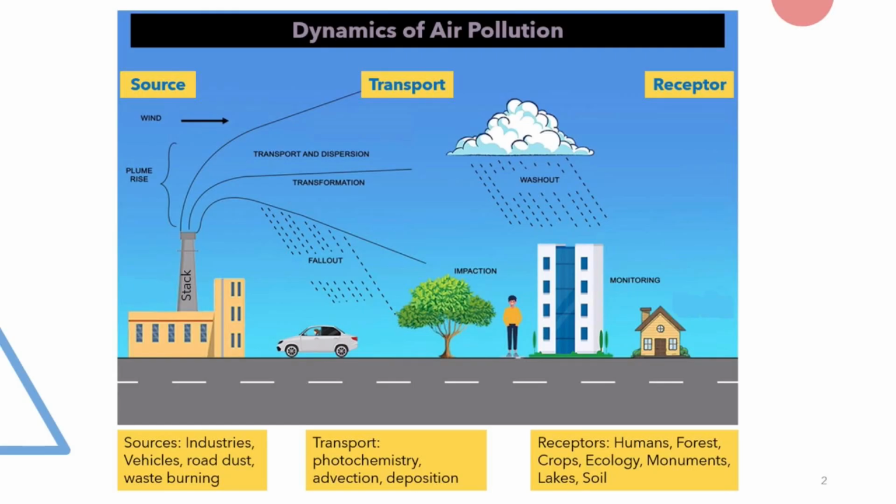Next, let's look at air pollution. It's essential to know how pollutants like smoke and dust move from their sources like factories and burning waste through the air to reach us and our environment. Factors like wind and weather play a big role in this journey. As you can see in the image, these pollutants can affect people, plants, and even bodies of water.